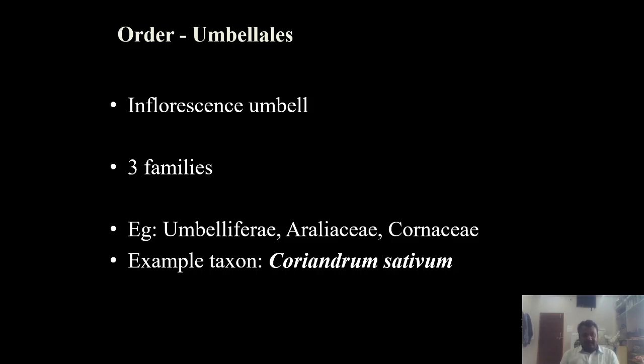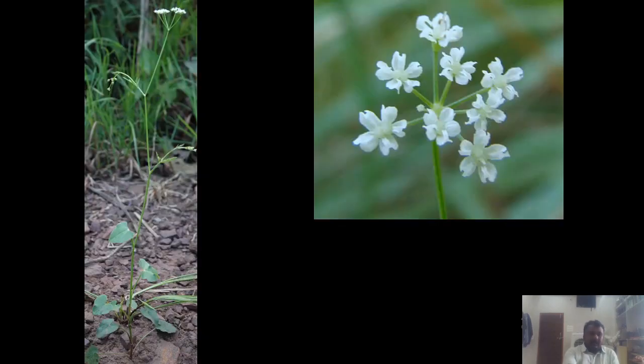Now Umbellales. Inflorescence umbel. This is a major important character to identify the Umbellales order. 3 families: Umbelliferae, Araliaceae and Cornaceae. Example, Coriandrum sativum. You can see this is Pimpinella tirupatiensis. You can see the umbel inflorescence.